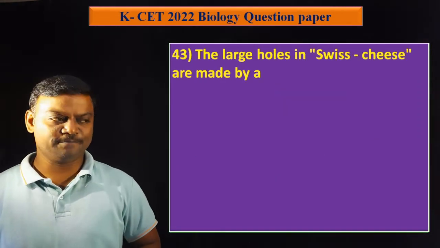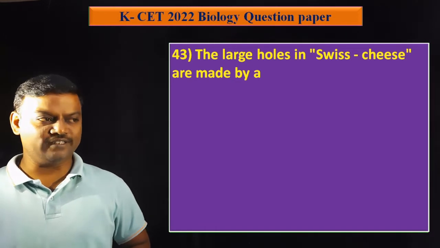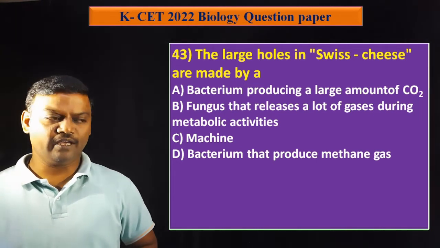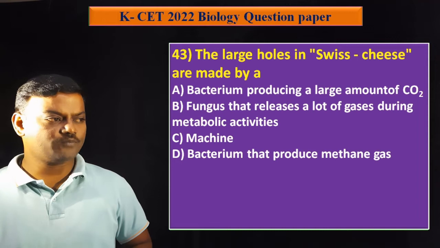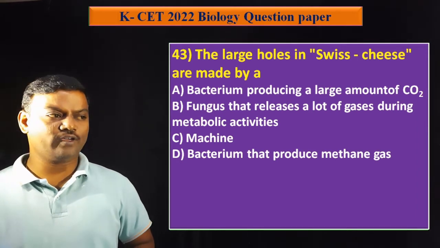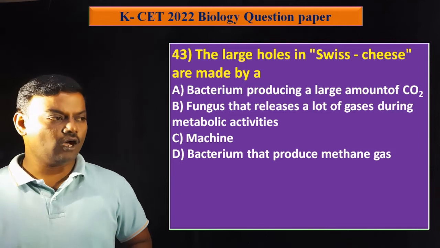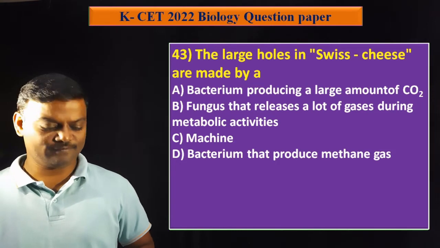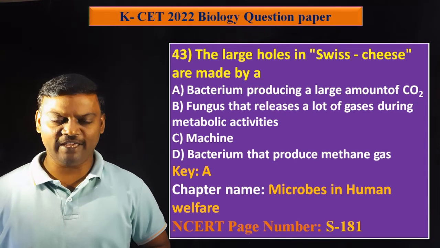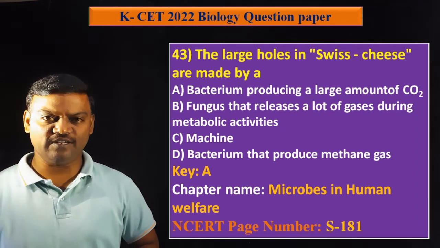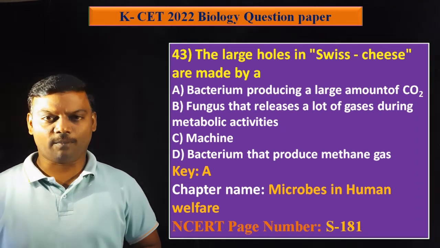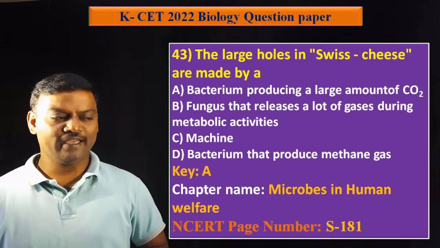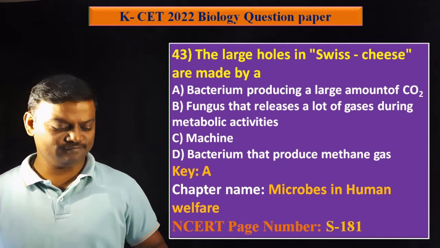Question number 43. So the large holes in Swiss cheese are made by option A, bacterium producing a large amount of carbon dioxide. Option B, fungus that release a lot of gases during metabolic activities. Option C, machine. Option D, bacterium that produce methane gas. In this, the correct answer is option A. So large holes in Swiss cheese is due to releasing of carbon dioxide in the form of bubbles. It is the question from Microbes in Human Welfare, NCERT page number 181.